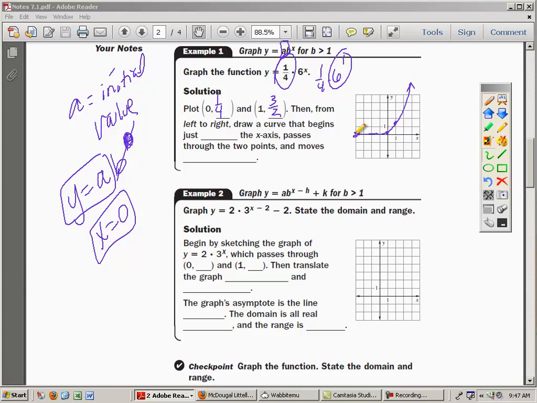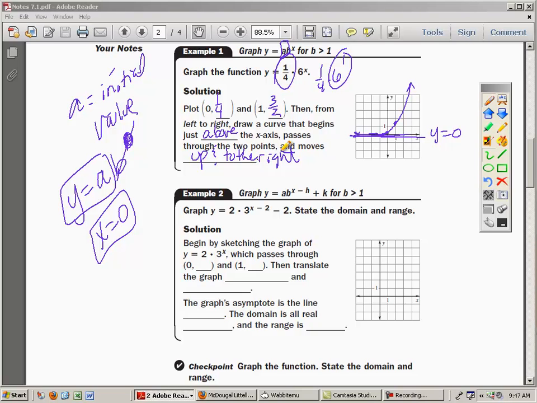And we want to approximate a curve that goes through them. Now again, we're assuming that this line never actually touches the x-axis. It's hard to draw that, but you get the idea. Again, there's an asymptote at y equals 0. So my graph should stay just above the x-axis, and it moves up and to the right.